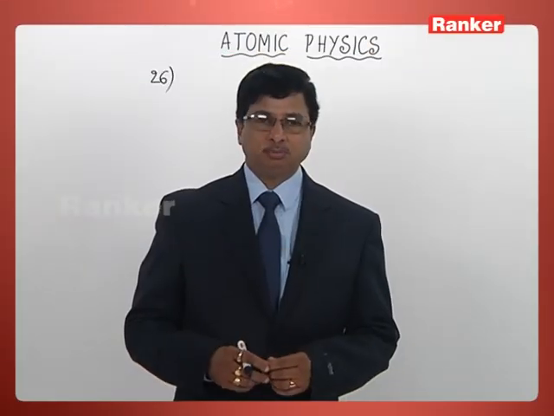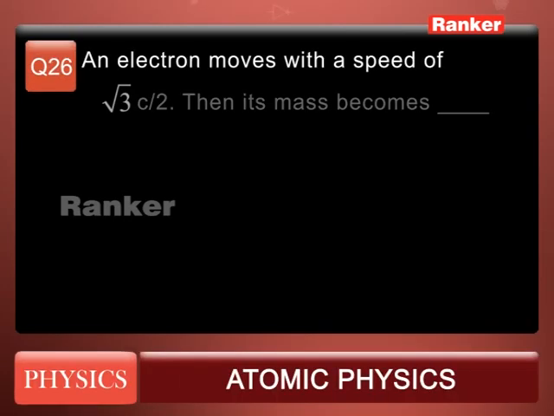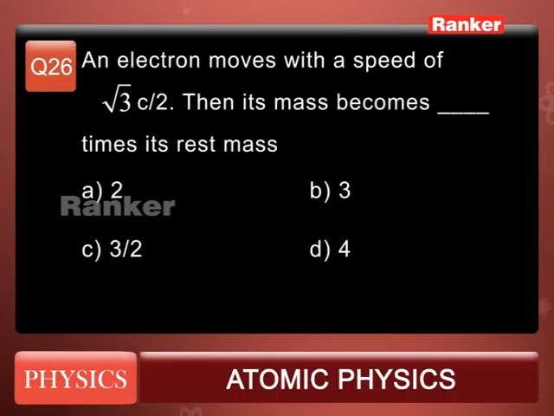Let us switch over to problem number 26. Let me read out the problem once. The electron moves with a speed of √3 times the velocity of light by 2. Then its mass becomes dash times its rest mass.